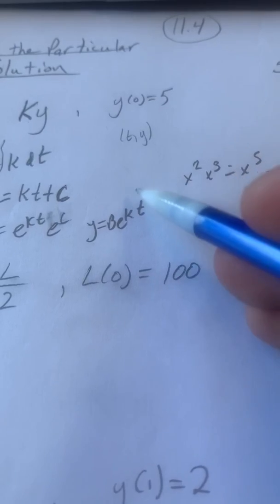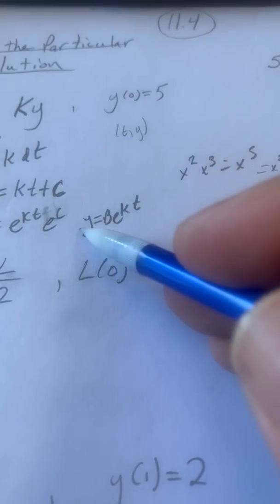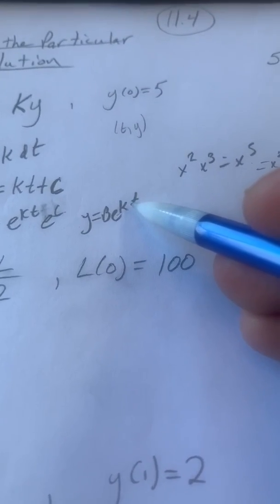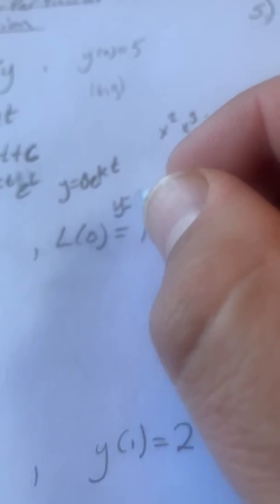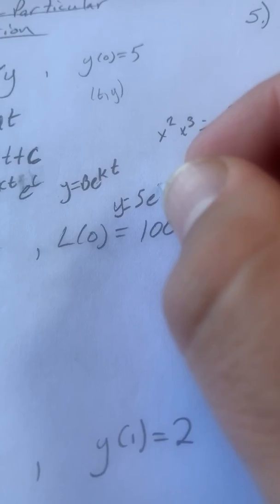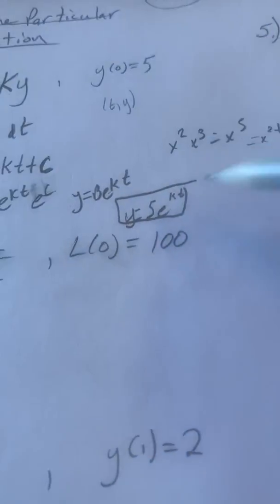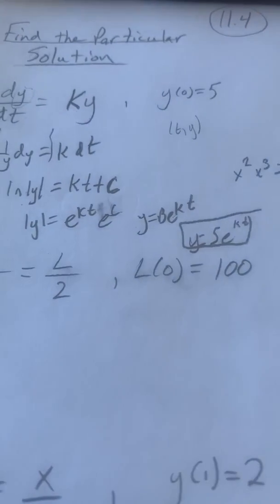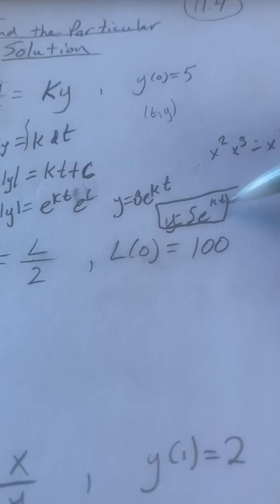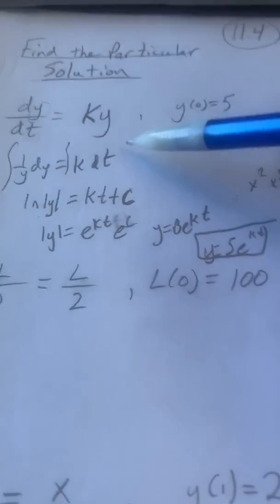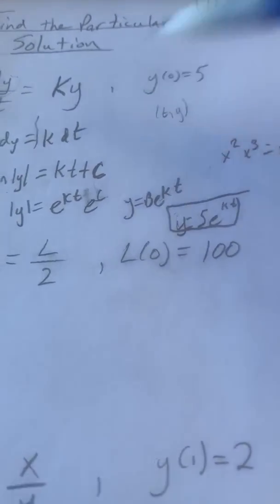So if I plug a 0 in for t, I get a 5 out for y. e to the 0 equals 1, so b is just equal to 5. So my particular solution is y equals 5e to the kt. And that's the equation that gives me that derivative. If you take the derivative of it, you would get k times 5e to the kt, and 5e to the kt is just y. So we get k times y.